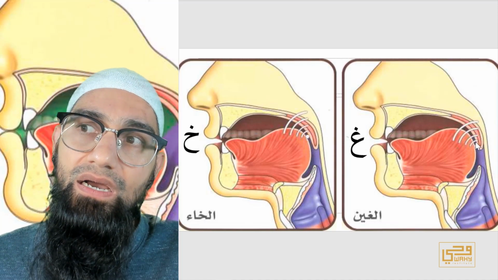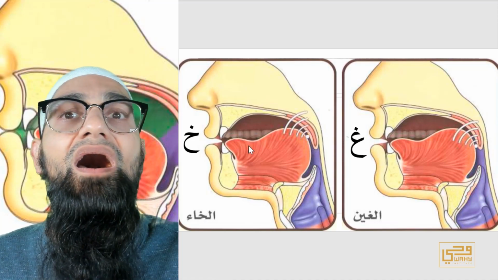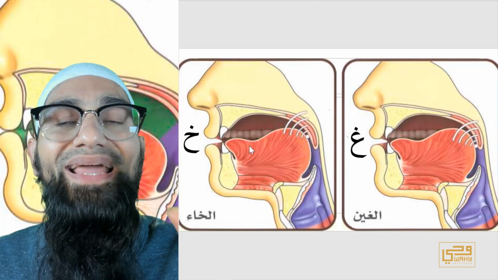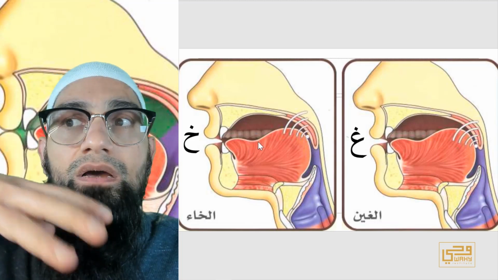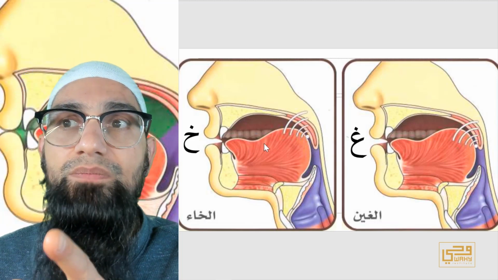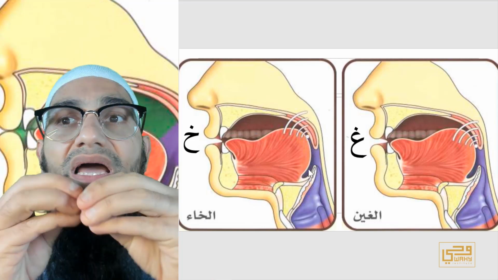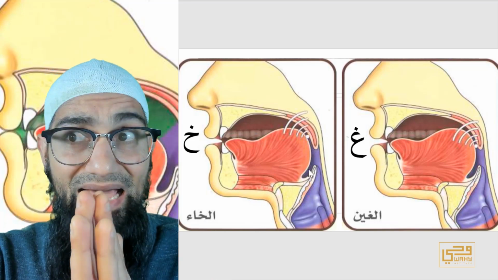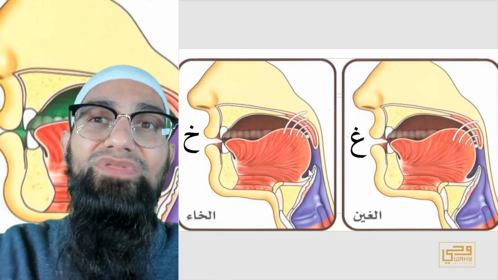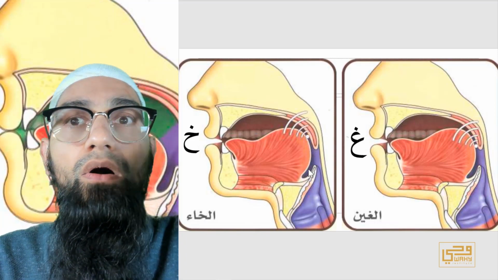So kha again, kha, okay, raise the back of the tongue. You see both letters are heavy letters. Both letters are harfa al-isti'la. The back of the tongue is raised because they're both heavy.